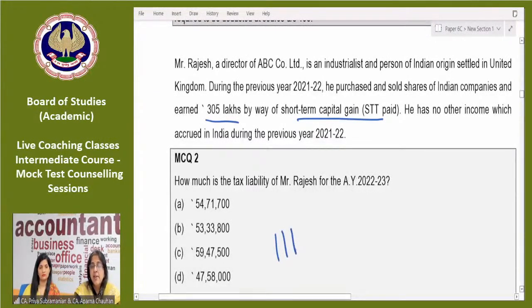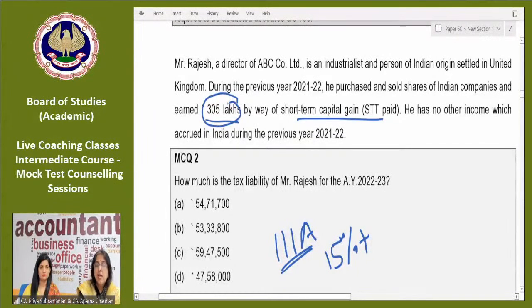So he falls under 111A. The tax liability has to be determined under 111A. Okay. So under 111A, your tax rate is 15%. Surcharge: the amount is 305 lakhs. See, normally for any other income, 25% surcharge would have been attracted. But since it is shares of an Indian company and 111A is attracted, 111A or 112A and 115AD, in these three cases, even if it exceeds 2 crore, the maximum surcharge which can be levied is 15%. So this is the main thing which is sought to be tested here.